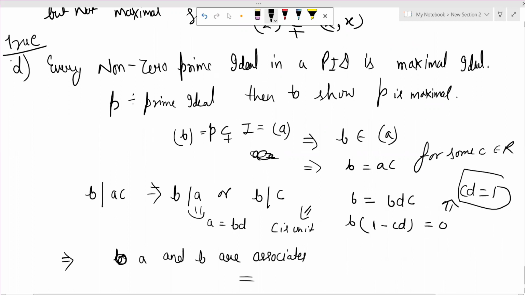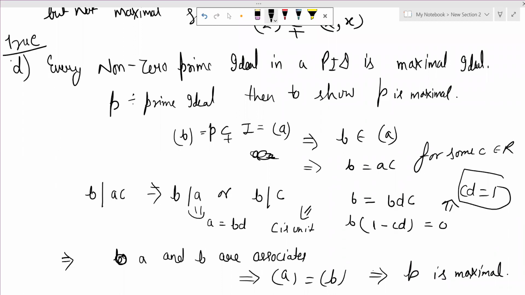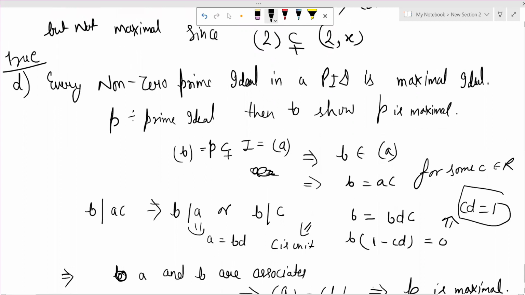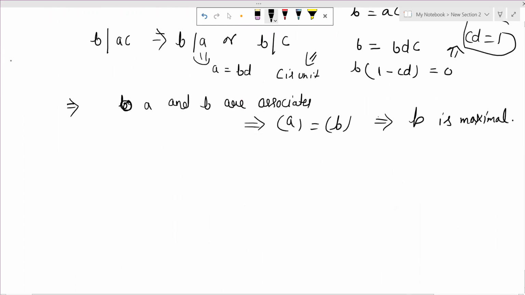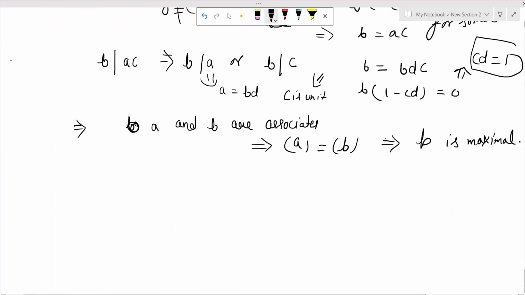This implies the ideal generated by A equals the ideal generated by B. That means P is maximal. We are done, right? So every non-zero prime ideal P is maximal. So this one is a true statement. We proved it. So with this, this assignment is also complete, this sixth one. Now we have some time remaining, half an hour. So let's see some other thing.